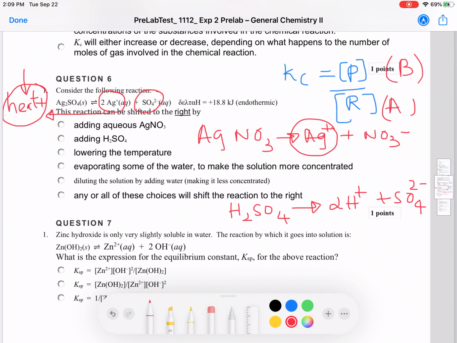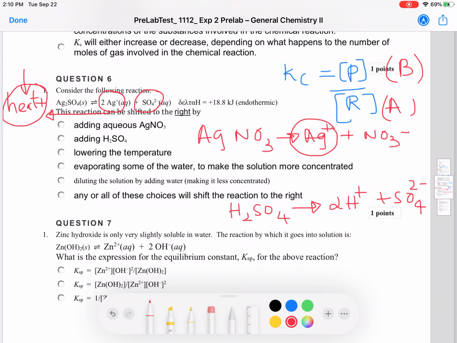And then evaporating some of the water to make the solution more concentrated. If you evaporate to make it more concentrated, if you have more of the silver and the sulfate ions, so then there are more of those number of moles, again that will shift to the left side, making more of the silver sulfate.